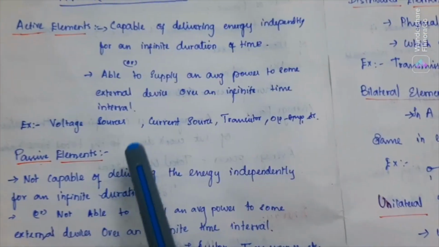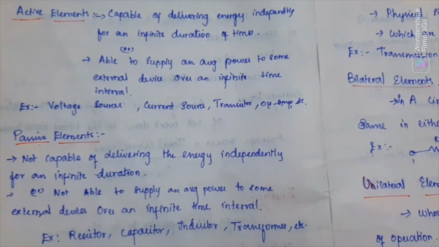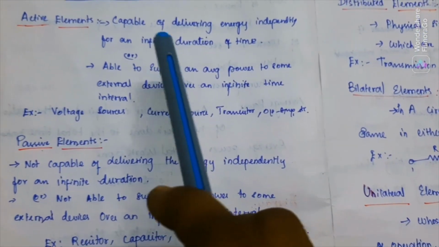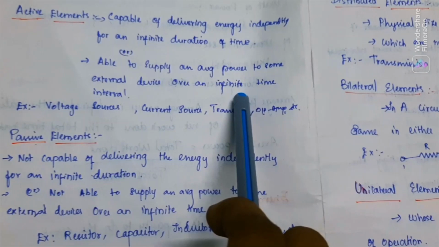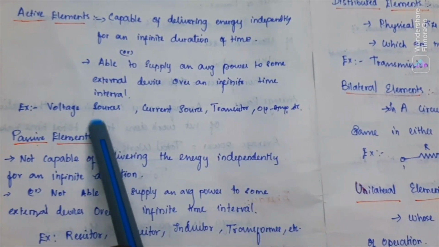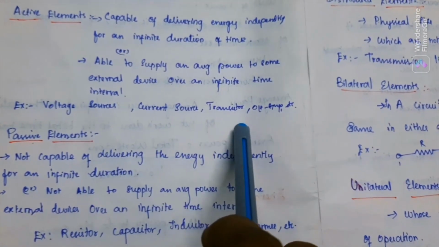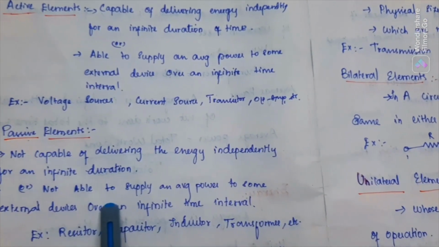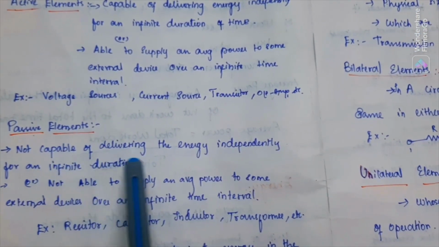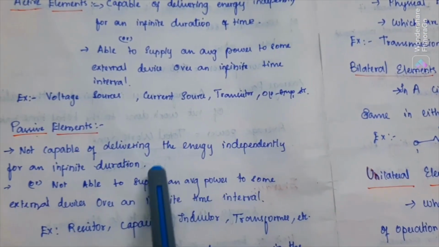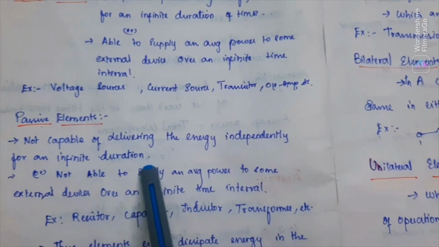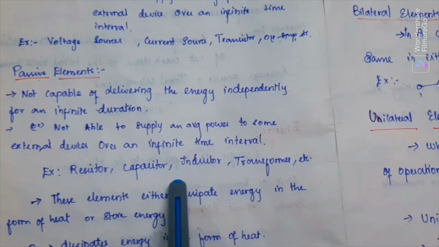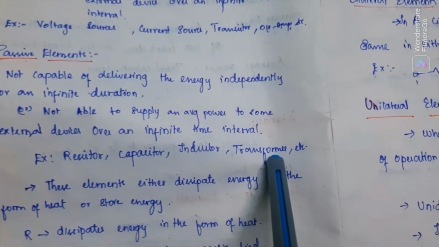The main difference between active elements and passive elements is that active elements can supply energy independently. We can take the examples of voltage source, current source, transistor, operational amplifier. Passive elements are not able to deliver energy independently. They just store the energy or dissipate the energy. The examples are resistor, capacitor, inductor, transformers.